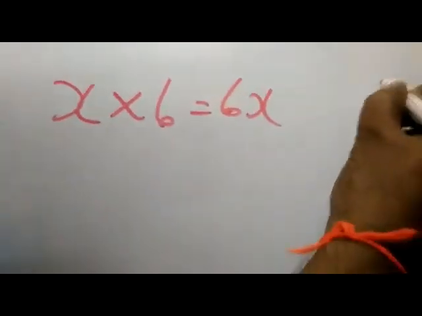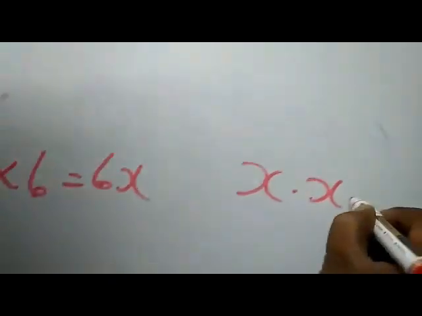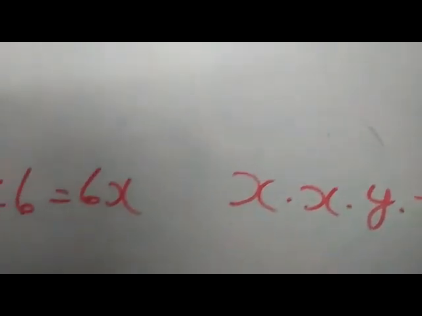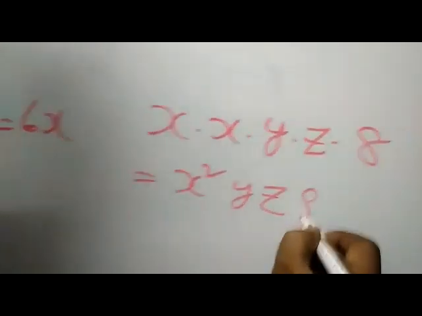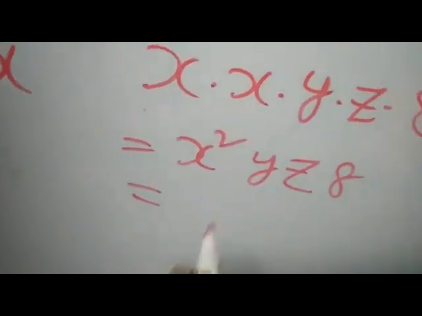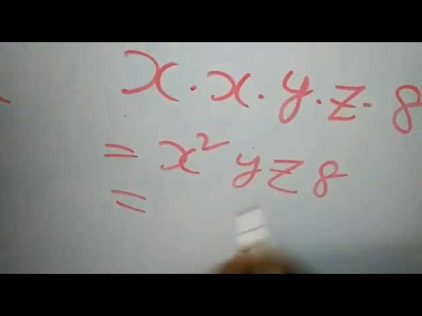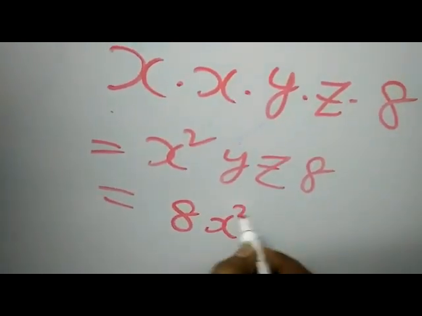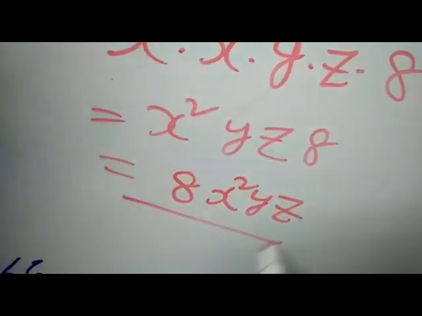Next, variable into number. Suppose x into 6 is equal to 6x. It is an algebraic term. Like that, x into y into z into 8, this is nothing but x square y z 8, that is nothing but 8x square y z. This is one algebraic term.